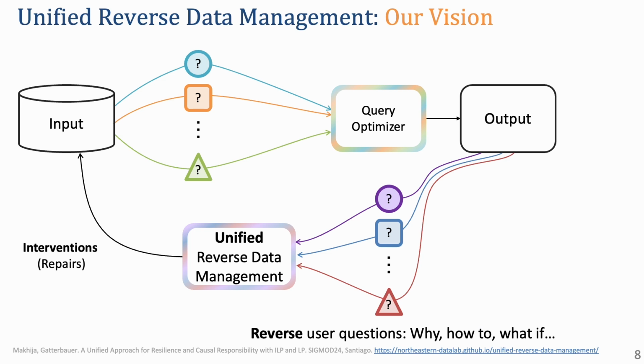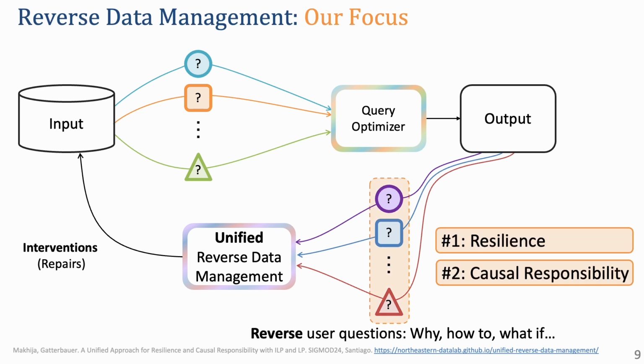This brings me to our vision. Just like we have query optimizers that solve all forward queries optimally, we would like to have a unified reverse data management system that solves all reverse user queries optimally, no matter what reverse query or query it is or what data there is. In this paper, we focus on two reverse questions, resilience and causal responsibility, and indeed build these unified algorithms for both of these. Let me introduce these problems to you.